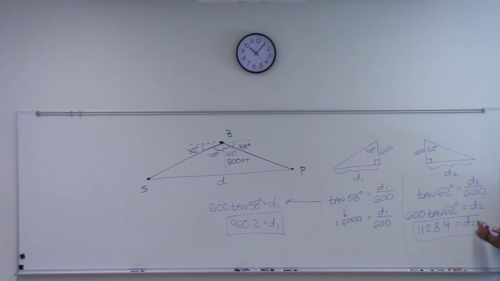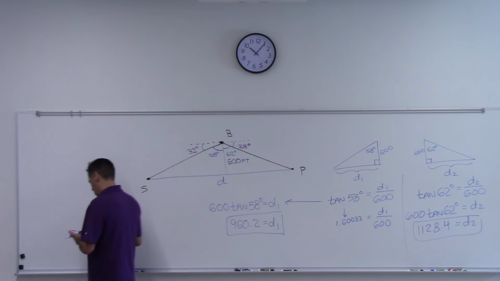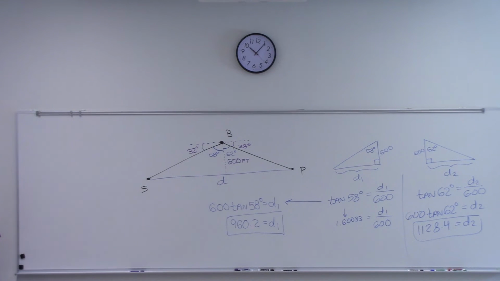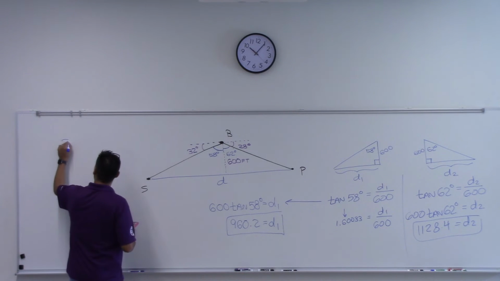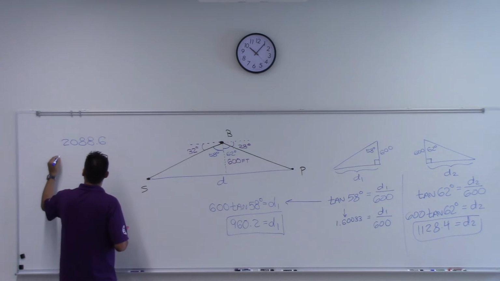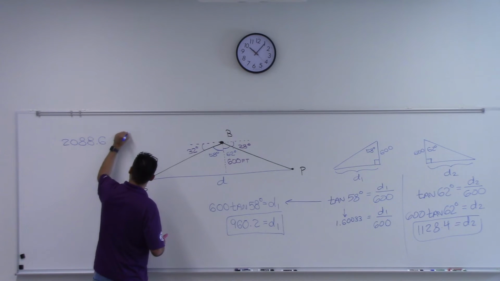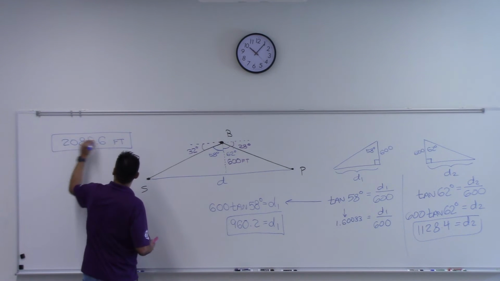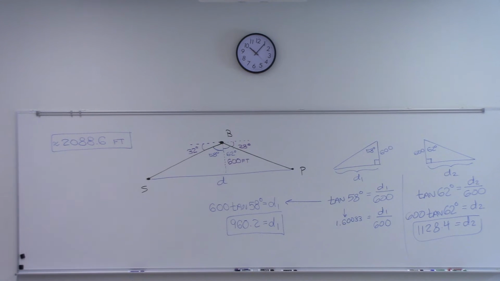So take that answer, add that one. 2088.6-ish. 2088.6. What, feet? Because this was measured in feet. Feet, approximately. All right? Approximately. Let's see what it says the answer is.